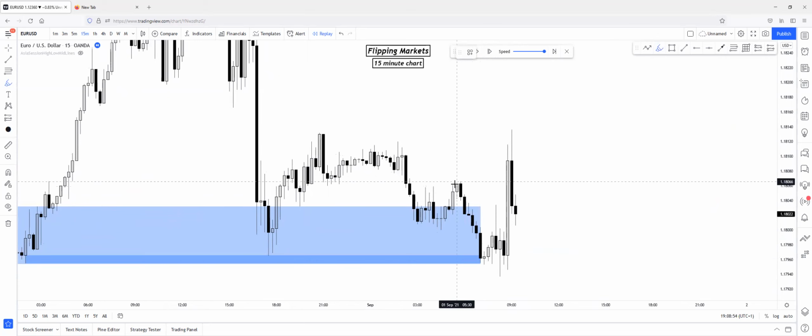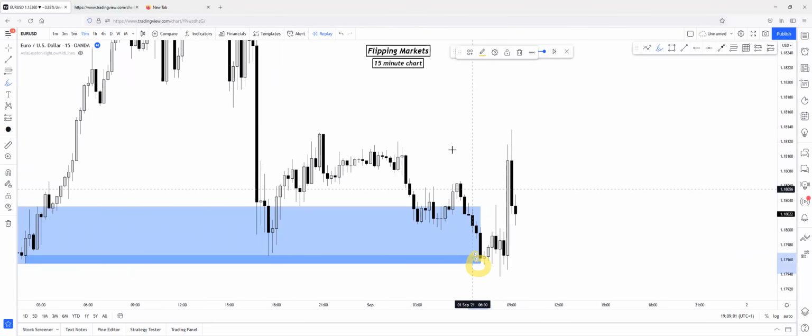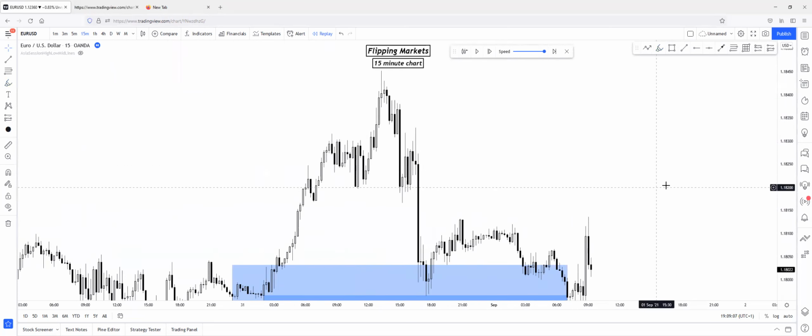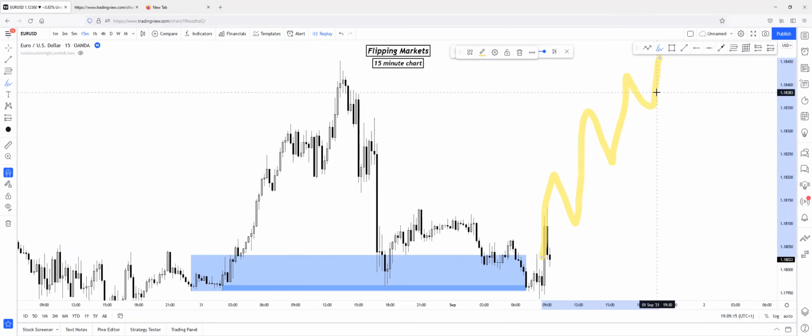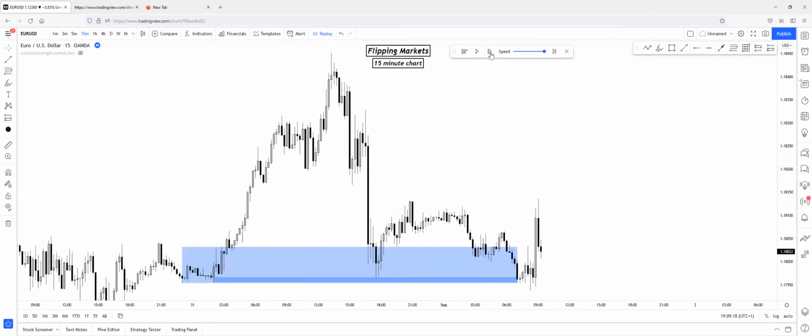And after a liquidity sweep and the mitigation of this 15-minute POI, this 15-minute demand zone, price reversed to the upside with a change of character here. And as I said, after the 4-hour demand tap, we'll expect the same order flow, the bullish order flow on the 15-minute chart, so creating series of higher highs and higher lows. So let's play price forward again.